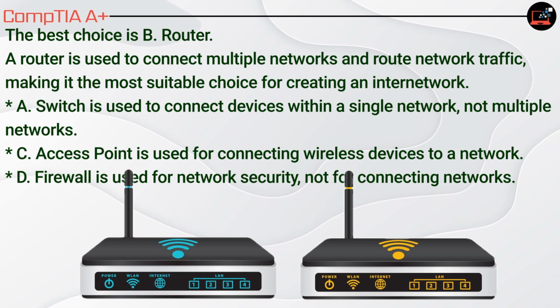The best choice is B, Router. A router is used to connect multiple networks and route network traffic, making it the most suitable choice for creating an internetwork. A switch is used to connect devices within a single network, not multiple networks. C, Access point is used for connecting wireless devices to a network. D, Firewall is used for network security, not for connecting networks.